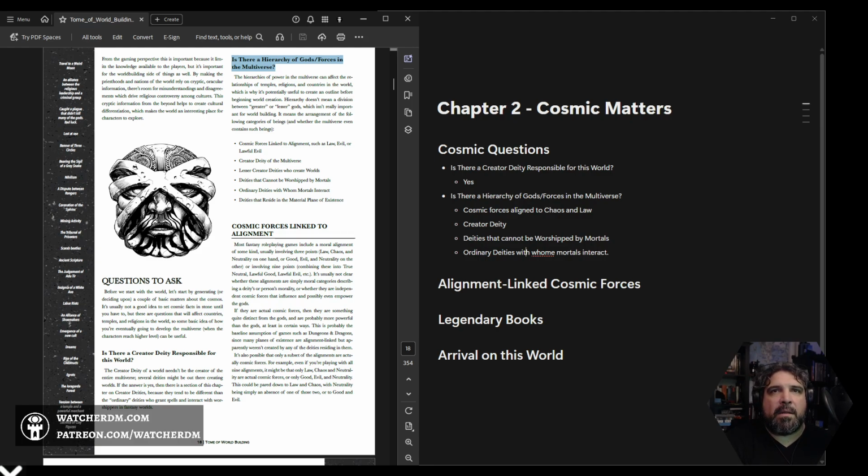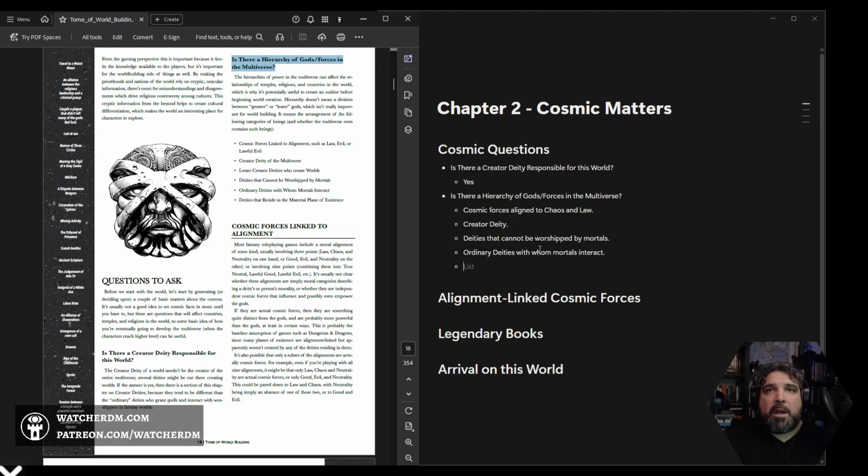I don't know why all this is capital cased. Feels weird. Is deity supposed to be capital cased? Seems weird, right? Whatever. They are past the editing phase of the book. Deities that reside in the material plane of existence. Okay.